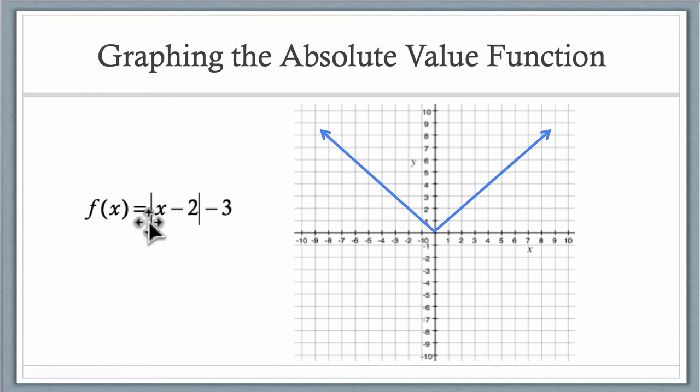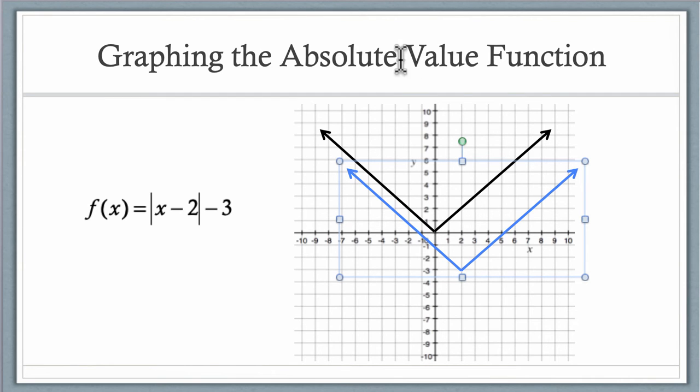Since the a value is a positive 1, it's going to remain the way that it is, which is upward facing. Minus 2 means that I'm going to be moving my graph 2 places to the right. Minus 3 means I'm going to be shifting 3 places down. So here's my parent function that is in black, and then my new shifted function, the absolute value of x minus 2, minus 3, shifted into its correct position.